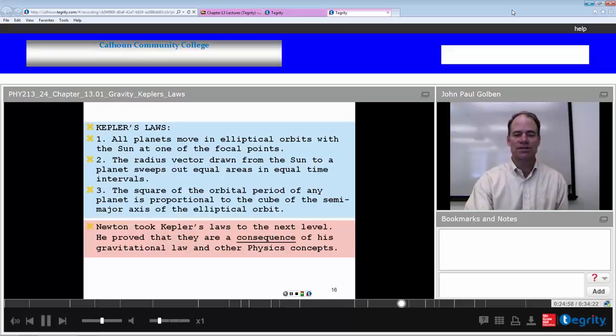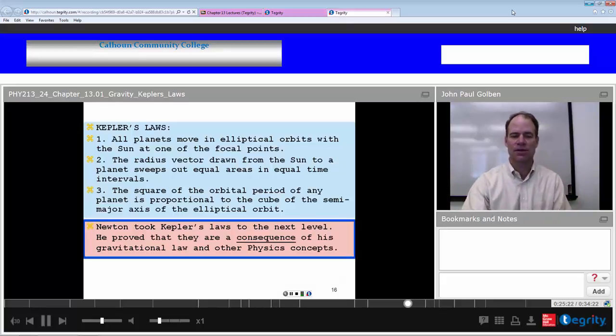Well, Newton took Kepler's laws to the next level. He proved that all three of these laws were indeed a consequence of his gravitational law and other physics concepts. So Newton used these laws to help support his ideas on physics, made him feel good that his ideas were on the right track, and so he actually proved why they were true.